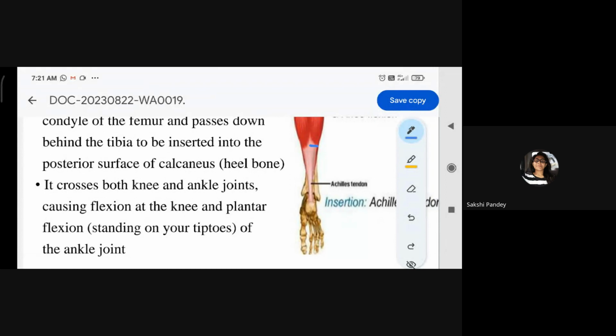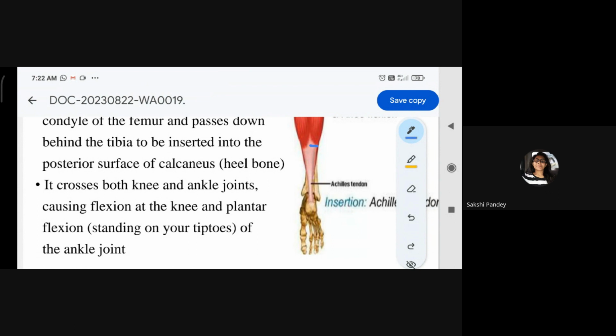It crosses both knee and ankle joints, causing flexion at the knee and plantar flexion, standing on the tips of the ankle joint. Plantar flexion means when we are doing Tadasana, right? At that time, no, sorry. It crosses knee and ankle joint, causing flexion at the knee and plantar flexion.